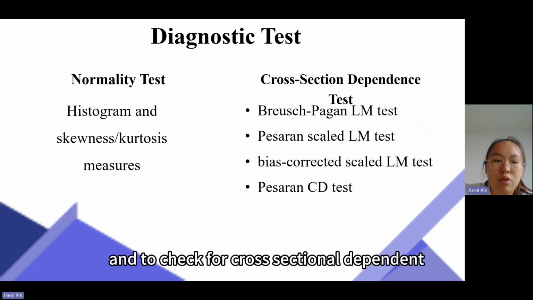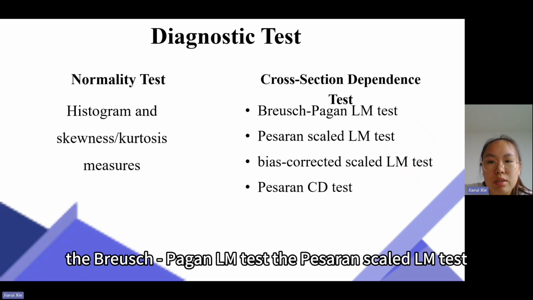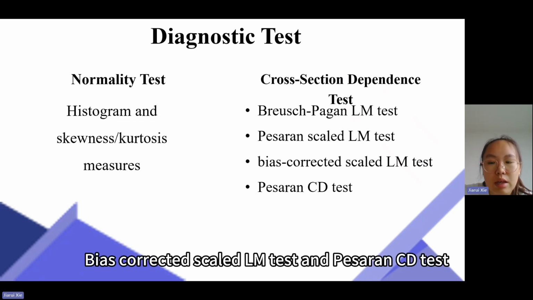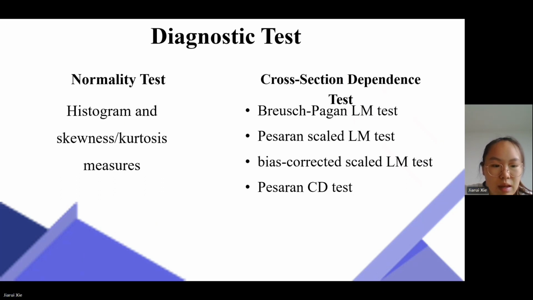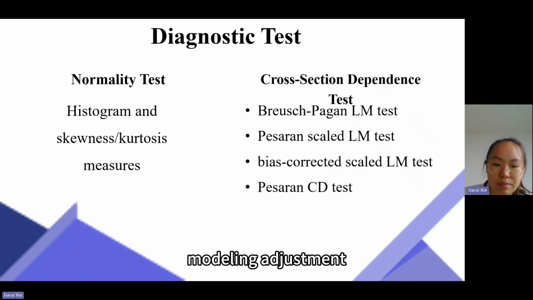And to check for cross-sectional dependence in the residuals, we perform these four tests: the Breusch-Pagan LM test, the Pesaran scaled LM test, the bias-corrected scaled LM test, and the Pesaran CD test. The significant cross-sectional dependence suggests the need for further modeling adjustment.